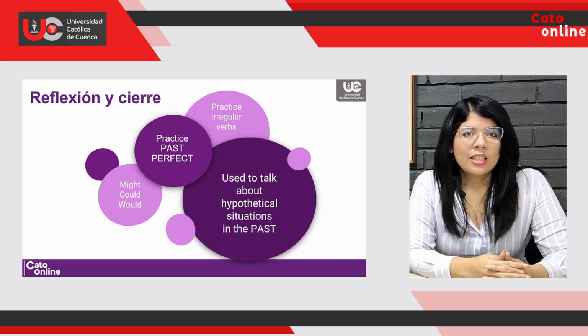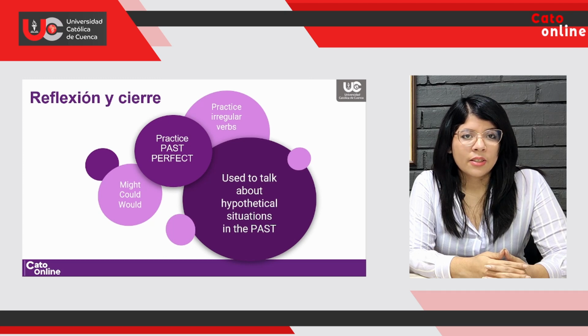Okay? And then finally, you're going to need to practice irregular verbs because you will need them both for the if clause and for the result clause. Remember that irregular verbs are those that change and do not follow the normal structure for ed endings. Some of these examples can be leave, that becomes left, know, that becomes known, eat, that becomes eaten, write, that becomes written, among many other examples of irregular verbs.